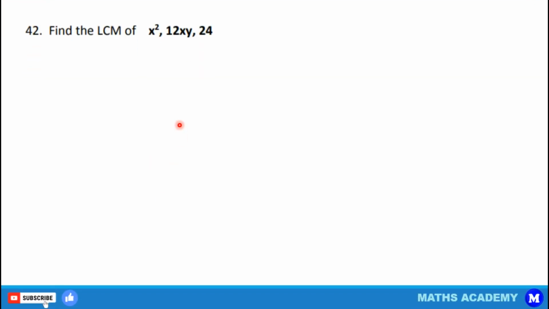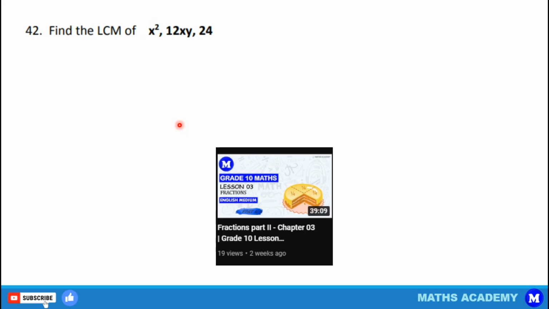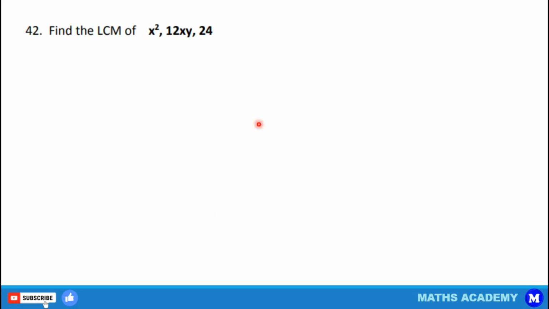Question number 42. It says find the LCM and they have given us three algebraic expressions. So if you still don't know how to calculate the LCM of algebraic fractions, algebraic expressions and numerical values, then you can watch my fractions part 2 video that you see on screen right now. So now let's do it.